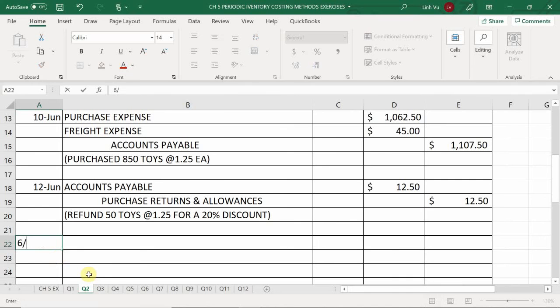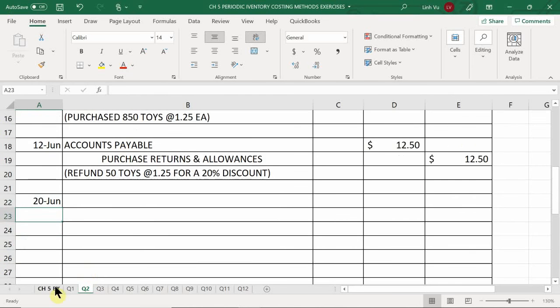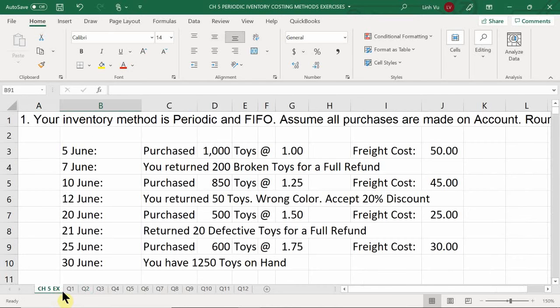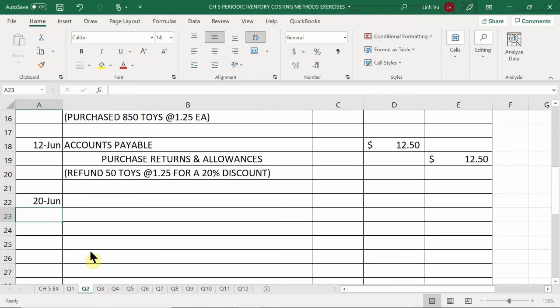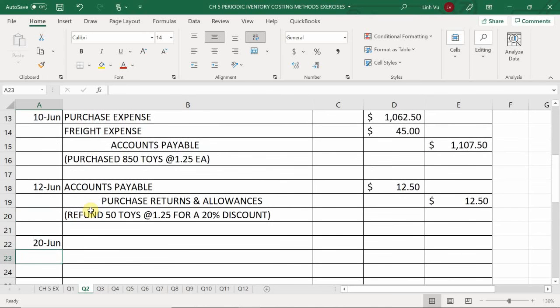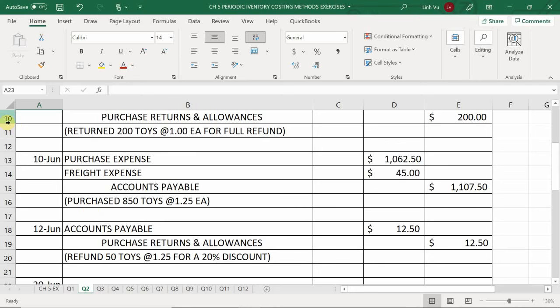So it's June 20th. Did you say June 20th? Yes, I did. Okay. So June 20th, I purchased 500 units at $1.50 with a freight of $25. So how do I journalize that? Purchase expense, freight expense. Good, right?